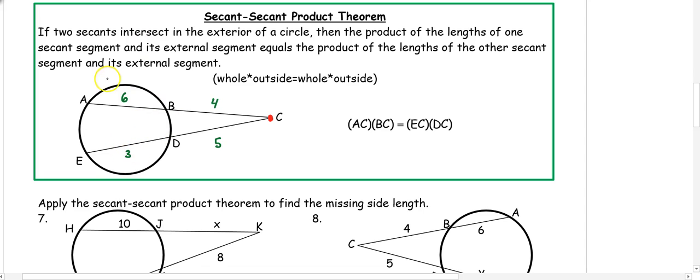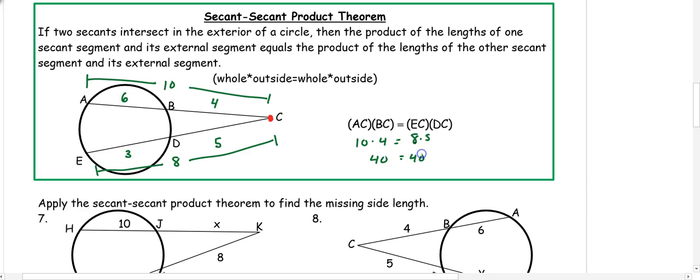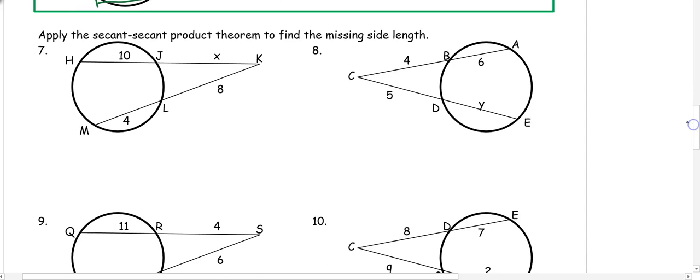3. On the top, the whole length is 10. If the whole length is 10 and the outside is 4, that's 40. In the other part, we have the outside is 5 and the whole length when I add it together is 8. So 8 times 5, they equal the same number, 40. So let's use this idea to solve for our variables.